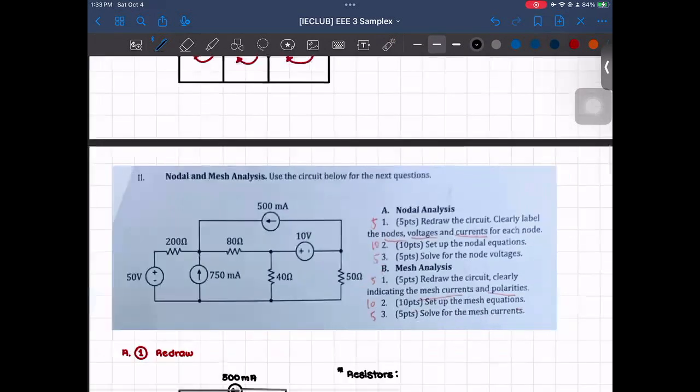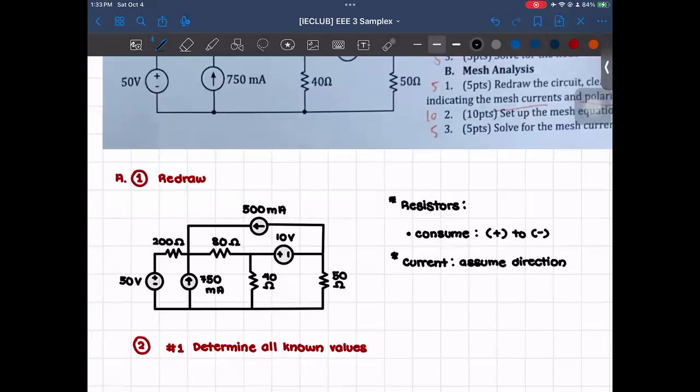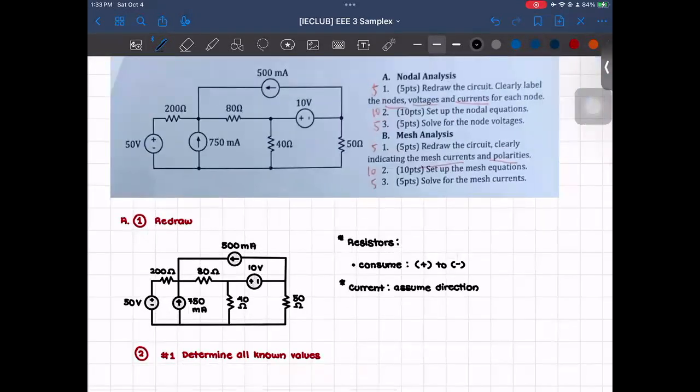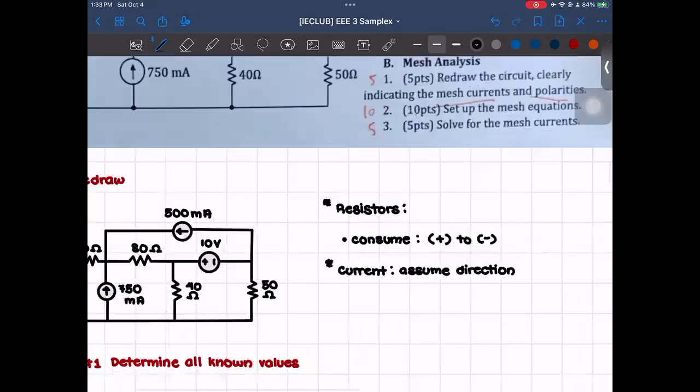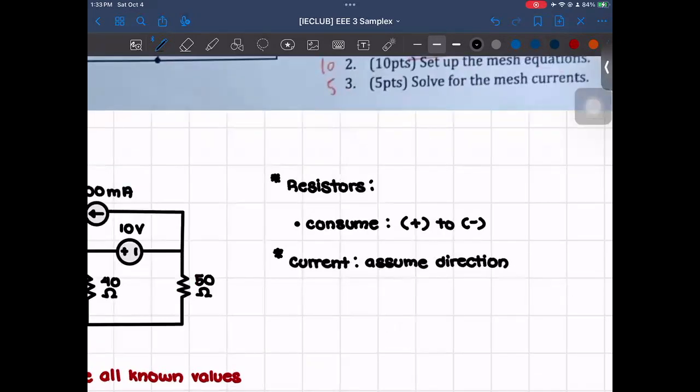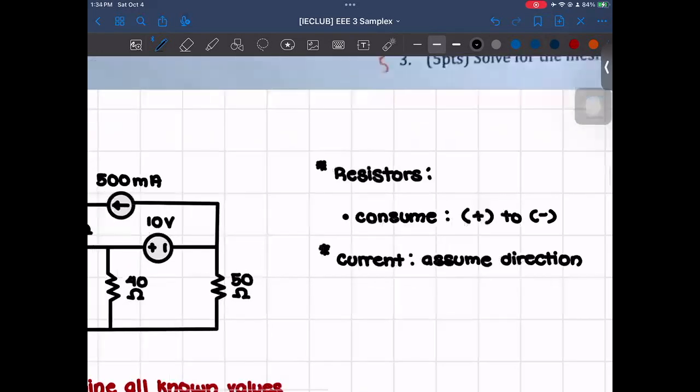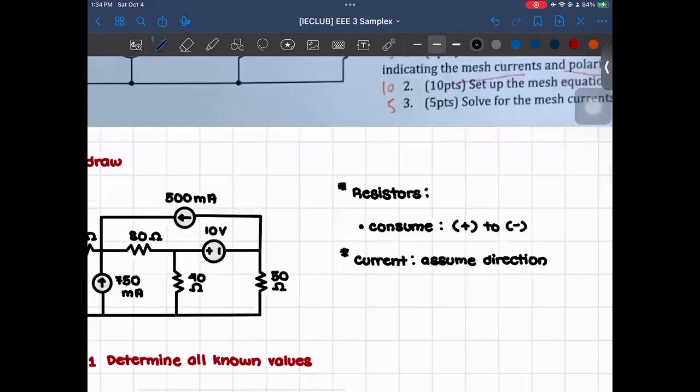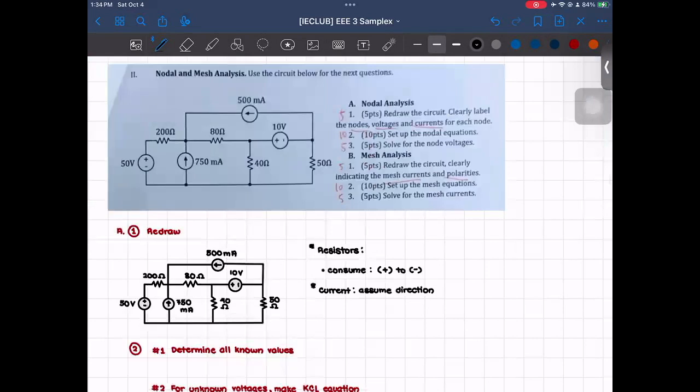So first, in terms of redrawing, what we could actually do is redraw the circuit first, and take note that for resistors, since they consume energy, their signs would be from positive to negative. And then for the currents, you can actually just assume the direction based on the signs of our resistors. So first, given that we've already redrawn the circuit, let's now label the nodes.